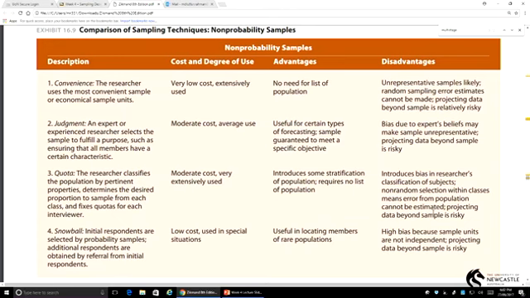So these will help you develop your understanding. At the same time, these will help you write down your sampling design section in your assignment. Okay.